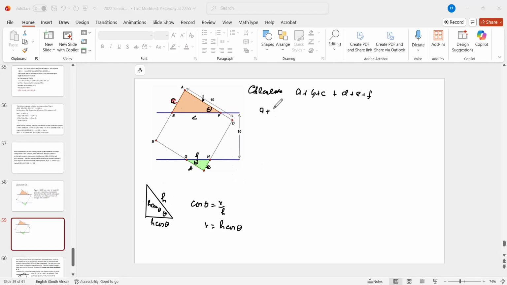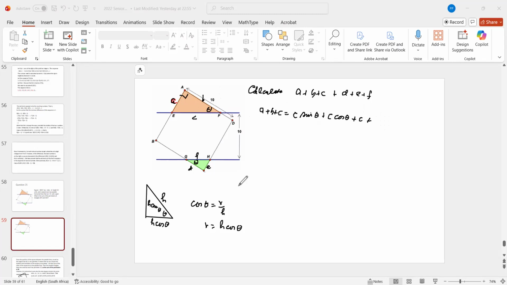So A plus B plus C. Now the hypotenuse is C here, right? And the angle here is theta. And if you look at it, A is opposite theta here. This is a right angle triangle here because this is a square. So this A is now C sine theta. And B is adjacent to theta. This is the hypotenuse. So B is C cos theta. And leave C as it is.